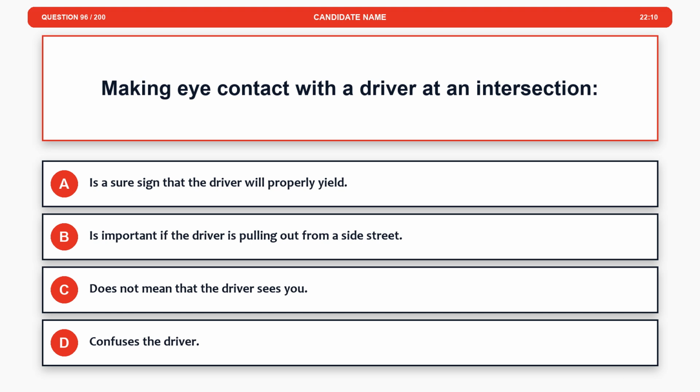Question 96. Making eye contact with a driver at an intersection. Option A is a sure sign that the driver will properly yield. Option B is important if the driver is pulling out from a side street. Option C does not mean that the driver sees you. Option D confuses the driver.